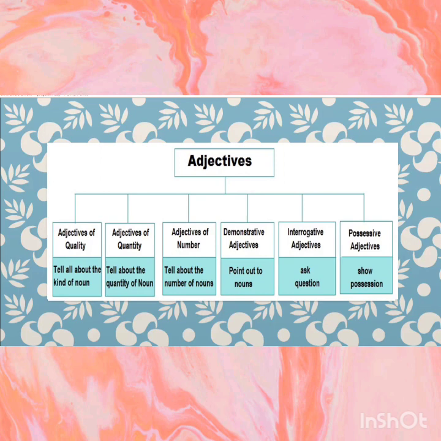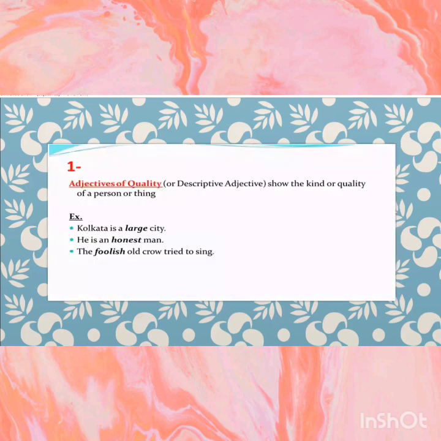The next is the demonstrative adjectives, which gives us the demonstration or points out to nouns. The next one is the interrogative adjectives, which is there to ask questions or to do interrogation. The last one is the possessive adjectives, which shows the possession or belongingness.